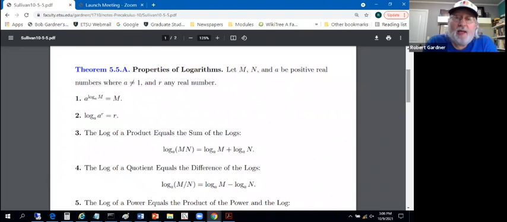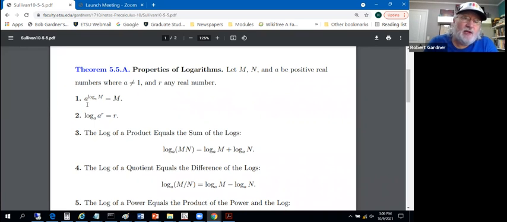Theorem 5.5.a states some properties of logarithms, largely straightforward. They come pretty much from the definitions of log functions as an inverse of exponential functions. But let m, n, and a be positive real numbers. A is not 1. We'll take a as the base of the log functions, and let r be any real number. First claim is a to the log base a of m equals m itself.